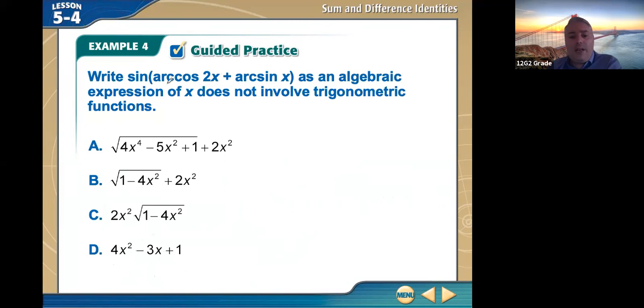So arc cosine of 2x is one angle. Let's say a. Arc sine of x is an angle, b. Inverse trigonometric functions take the numbers and produce angles. This is one angle, this is another angle. Sine of a plus b. How can you write sine of a plus b? Think about this and then try to solve this question.